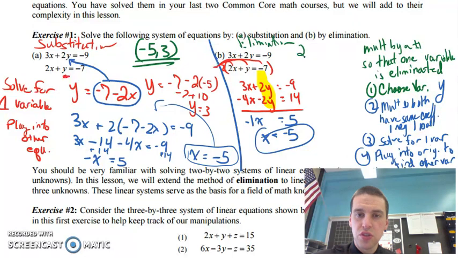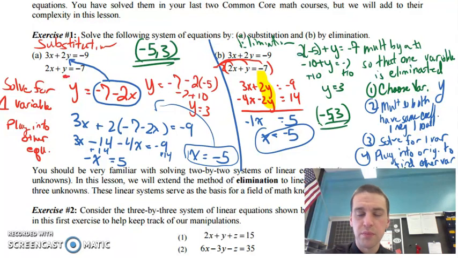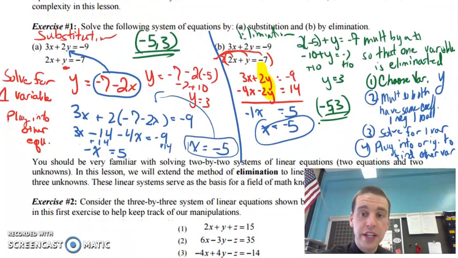So let's try this again. 2 times negative 5 plus y equals negative 7. That's negative 10 plus y equals negative 7, and add the 10 and get y to equal 3. And notice we're going to get the same answer. Thankfully. Better be, since they're the same two systems. And so there you go.